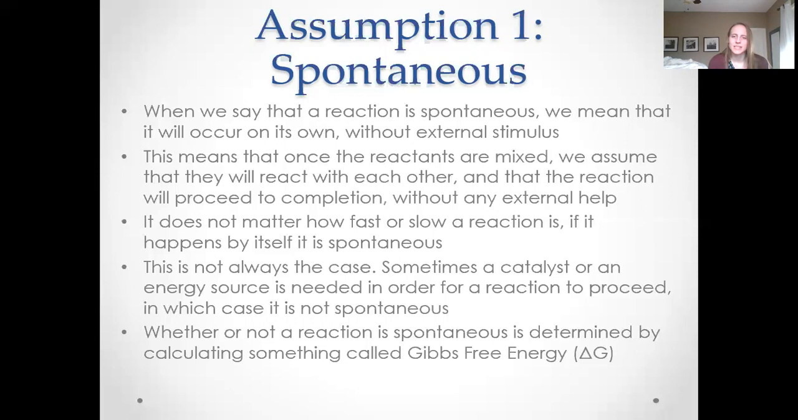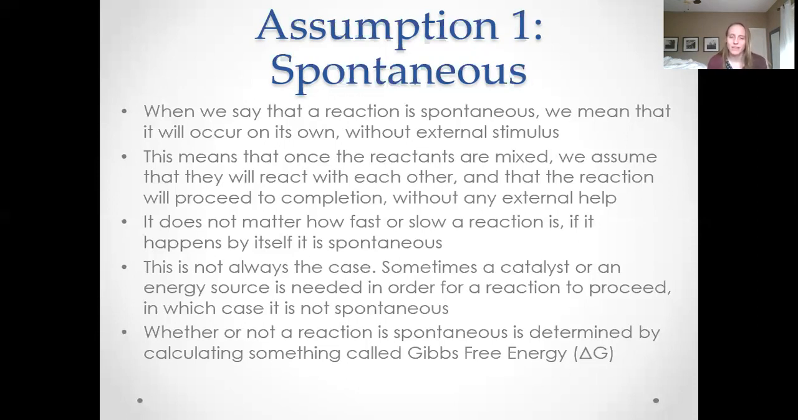Another way of saying this is that the reaction will proceed to completion, which means that it doesn't stop at an equilibrium. It doesn't start moving in reverse. If we say that it's spontaneous, we mean that all of the reactant will turn into product and there will be no reactant left over. That's not always the case. Sometimes you do have that strong reverse reaction. Sometimes you do need a catalyst or an energy source or something.